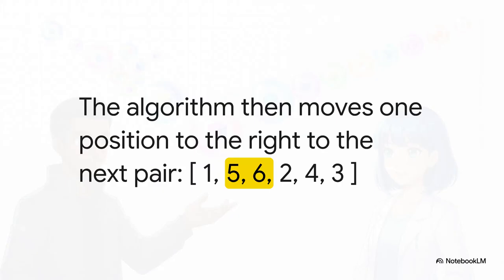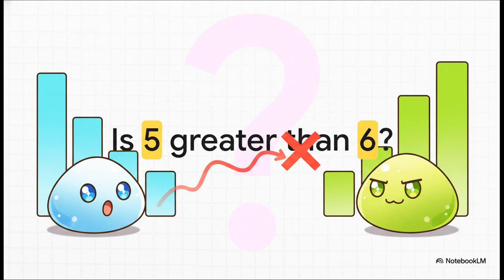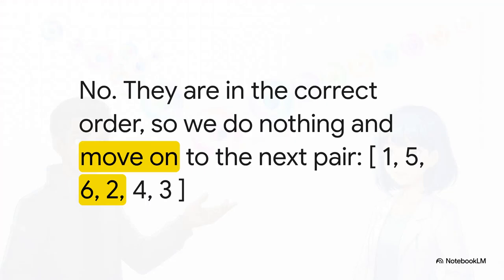So, what's next? The algorithm just slides its focus over one spot to the right. Now it's looking at the new pair, 5 and 6. And we ask the exact same question all over again. Is the number on the left, 5, greater than the number on the right, 6? Nope, it's not. 5 is smaller than 6, which means they're already in the correct order, at least relative to each other. When that happens, we do absolutely nothing. We just leave them as they are and move on to the next pair, 6 and 2.